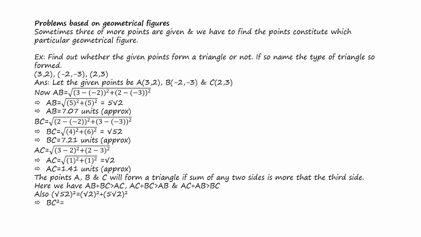Again, the square root of 52 is nothing but the square root of (root 2 squared plus (5 root 2) squared), that means it is nothing but BC squared equals AC squared plus AB squared, which satisfies the Pythagoras theorem. Hence triangle ABC forms a right angle triangle with right angle at A, which is the answer. Let's see some more examples regarding this.